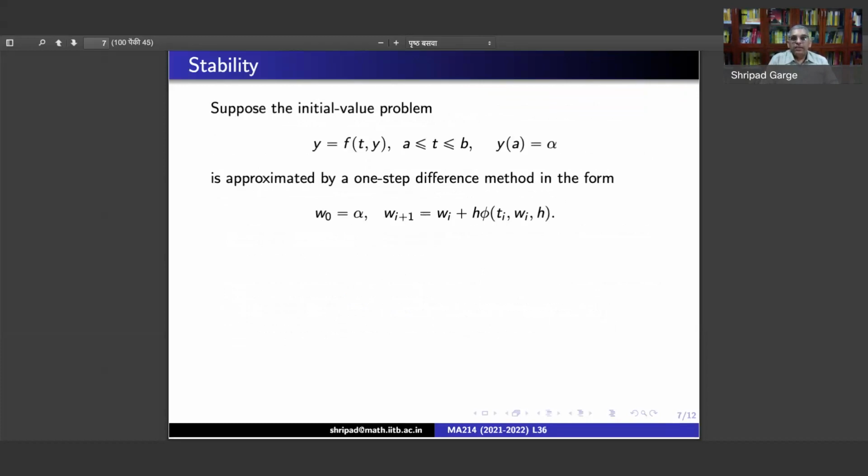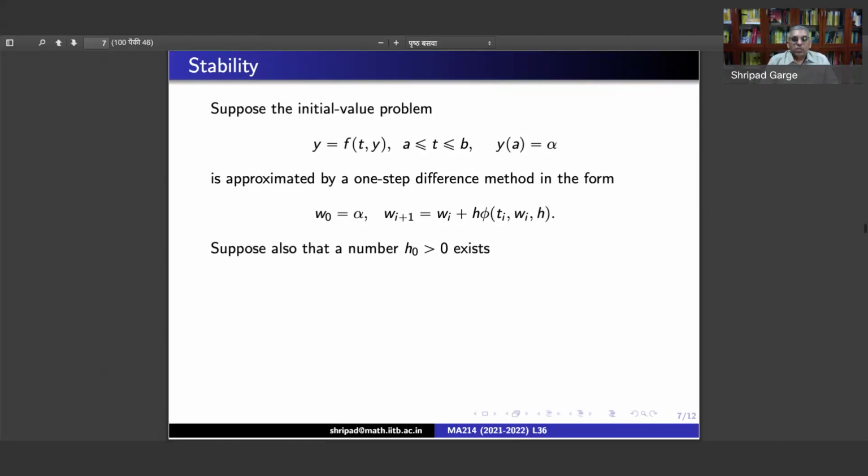Suppose we have this initial value problem, y prime equal to f(t, y), a less than or equal to t less than or equal to b, and y(a) equal to alpha. This is approximated by a one-step difference method of the form w_0 equal to alpha, and w_{i+1} is w_i plus h phi(t_i, w_i, h). There is this function phi, which is your difference function.